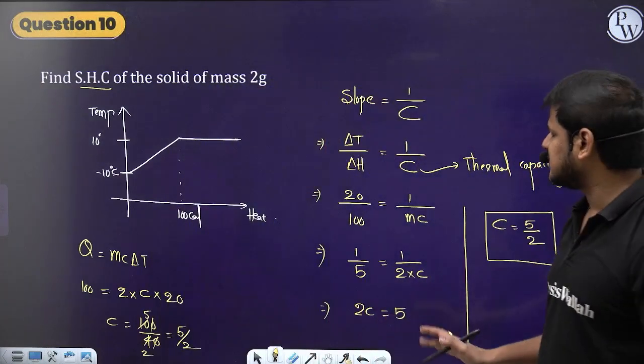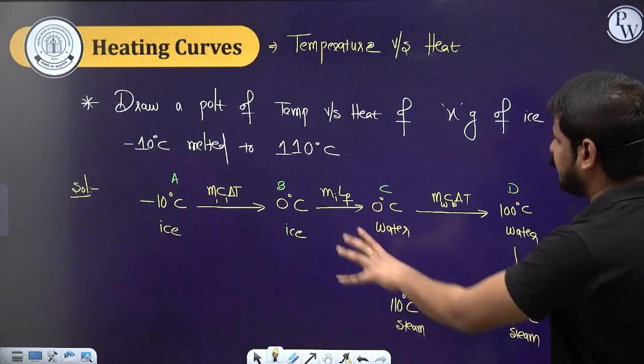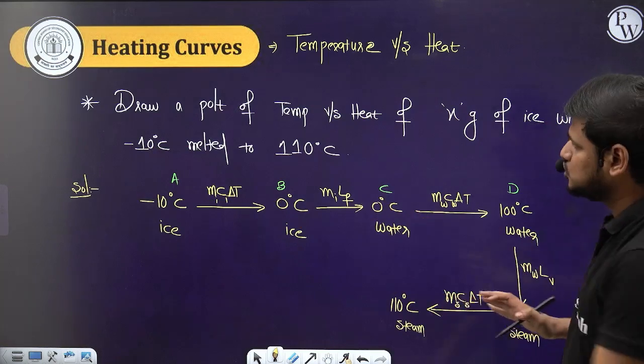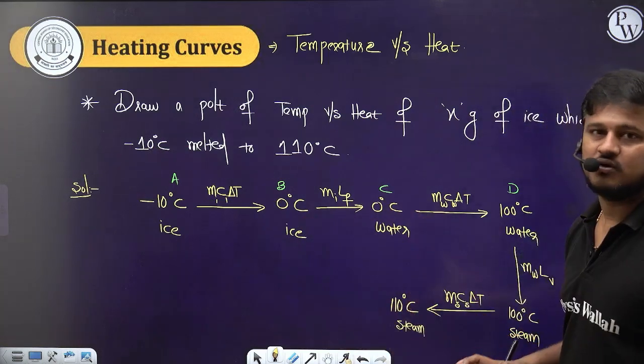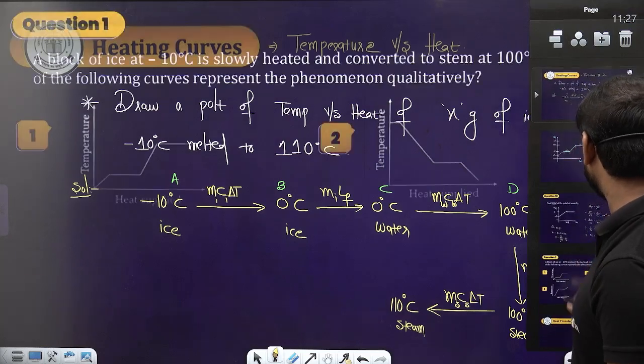Hope you guys are understanding the concepts. So heating curves, how do we draw? Different change in temperatures or change in states. So for that we draw the heating curve. Okay, heat versus temperature or temperature versus heat. So let's see one question based on that.